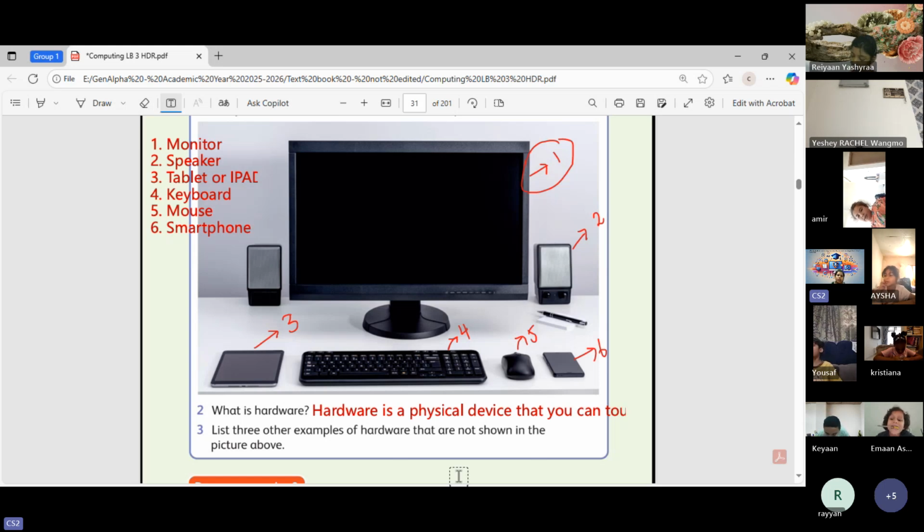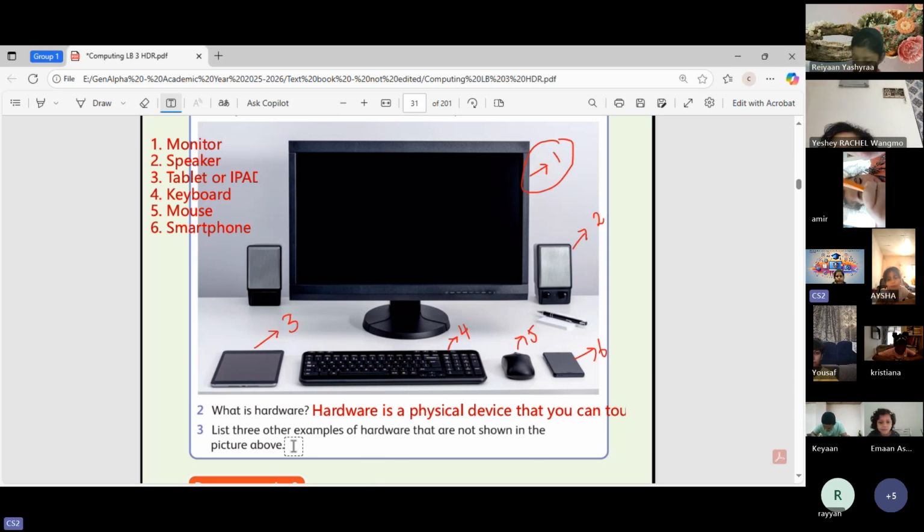So here in the picture, we can see 6 hardware devices, right? They are asking you to name some other devices which are not in the picture. Can you name some other hardware devices which you know about? You should not say the same monitor, speaker. CPU. What is the CPU? Okay, one is CPU.